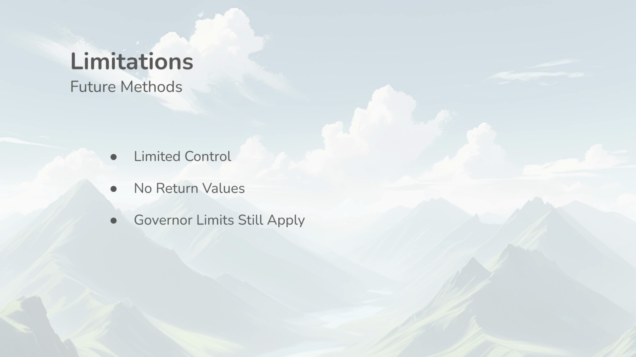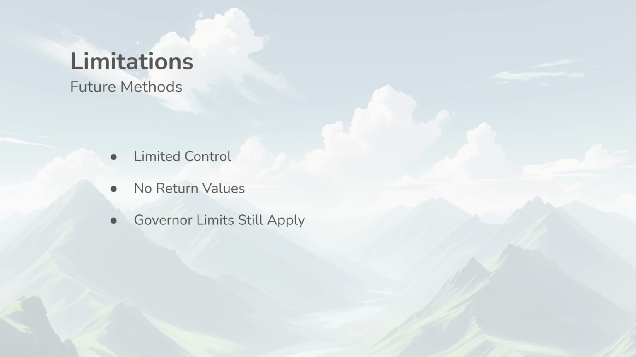Governor limits still apply. While they help with certain limits, as I explained in the previous section, they are still subject to the governor limits, including the ones specific to asynchronous execution, such as the total number of future method invocations in a single Apex transaction.